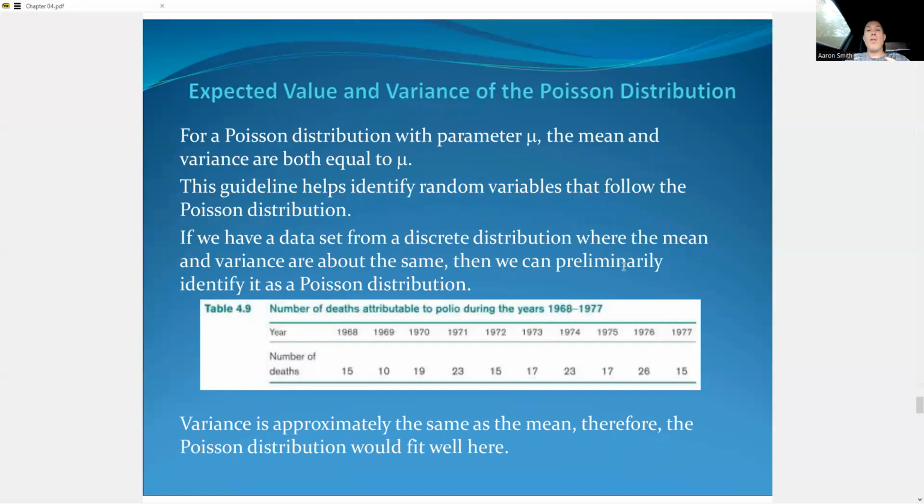Now, the expected value and the variance for the Poisson distribution use really the same formula. I take observed value times probability of observed value, multiply, add them all up. That's my expected value. And then for the variance, I take potential value minus expected value, square it, multiply by the probability of that particular value, add it all up. That gives me the variance.